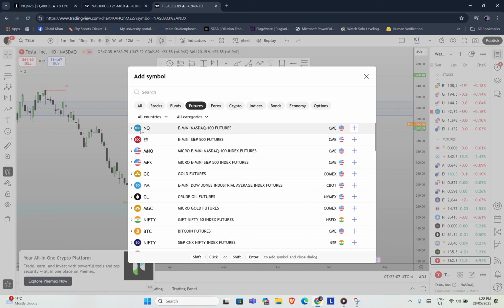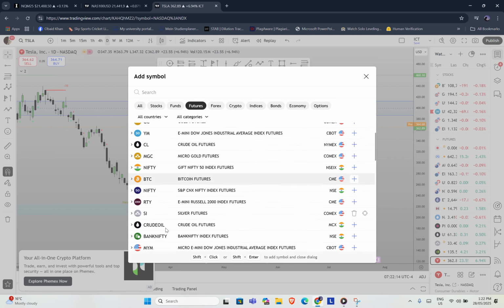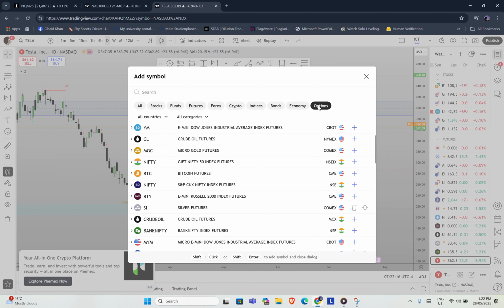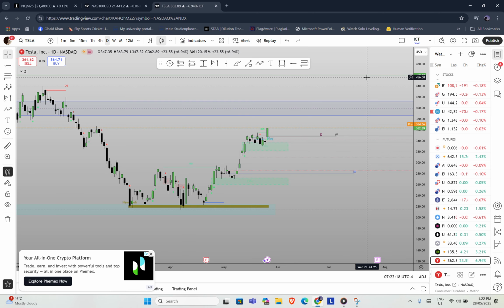Then we have futures, Nasdaq, S&P 500, and gold futures. So Nifty India, Bitcoin. So it just, and then we have options. So this area is for marking what you want to look into.